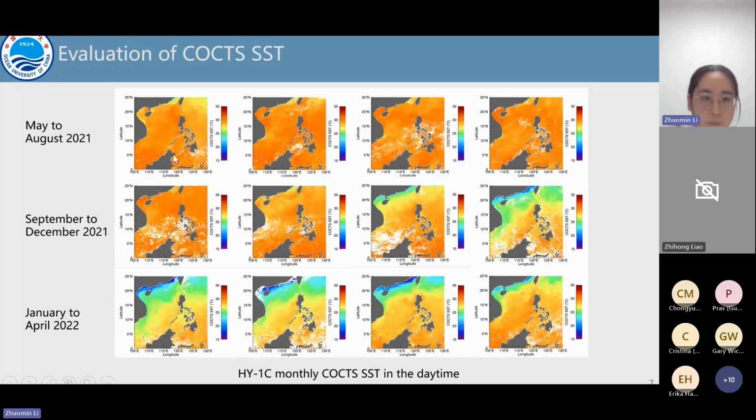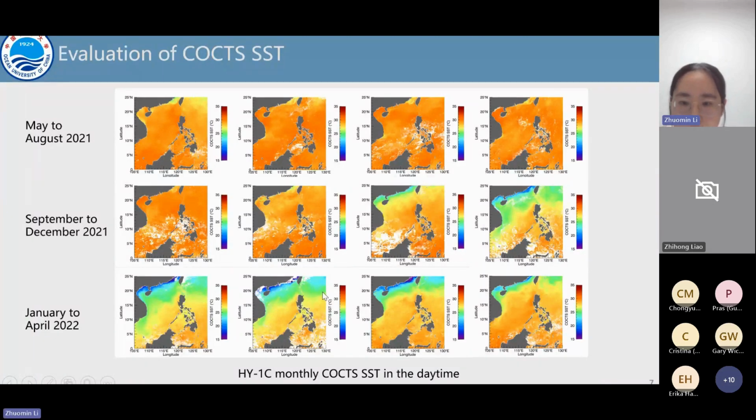And from May to October 2021, the SST is relatively uniform and the overall SST is high. But from November 2021 to April 2022, there are more SST fronts, which are mostly distributed in the northwestern area of the South China Sea.